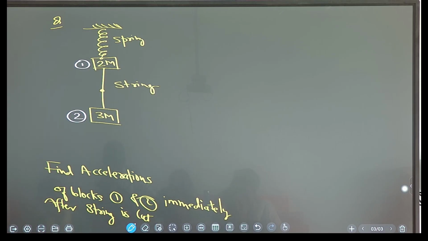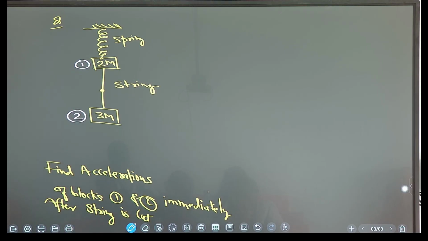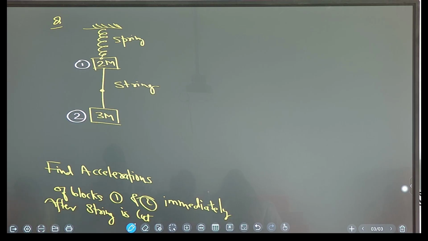String is cut. So what is the Fs spring force? First you find spring force. What is the spring force before? Okay, solve. Try. First you tell what is the spring force. 5 mg. 5 mg. Good. Solve. Do it. Final answer I want. Tell me what is a1, what is a2. Final answer with direction up, down.